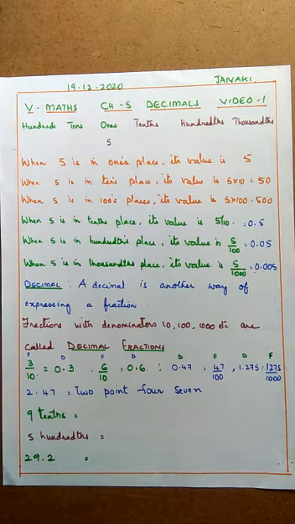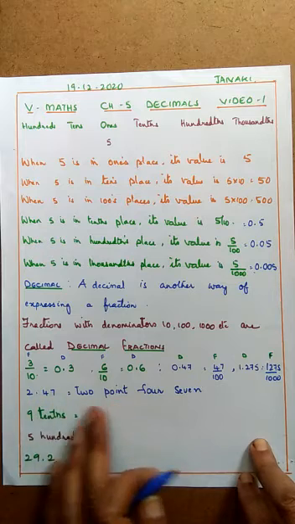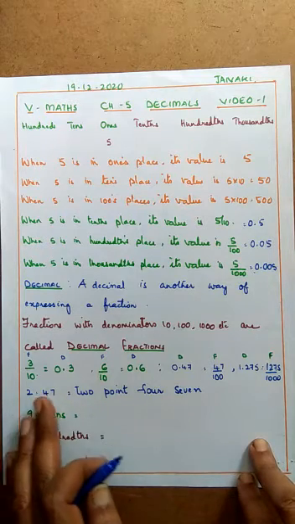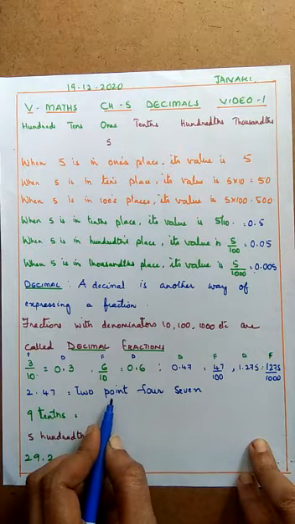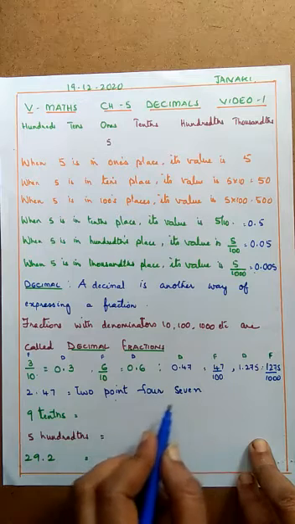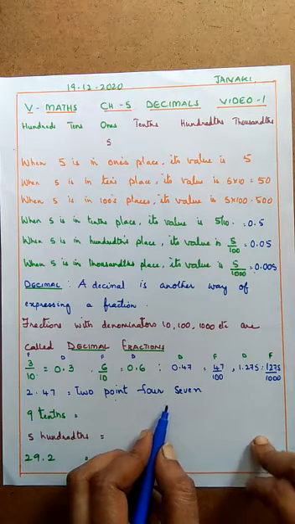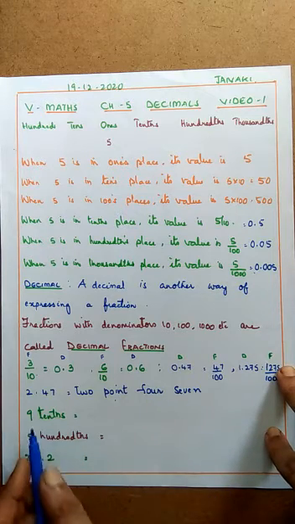Now let us see the number names. 2.75. How do we read it? 2 is a whole number and this is a decimal point. We don't write 'decimal point', we just say 'point'. 2.47. We should never read it as 47; we should read it digit by digit.